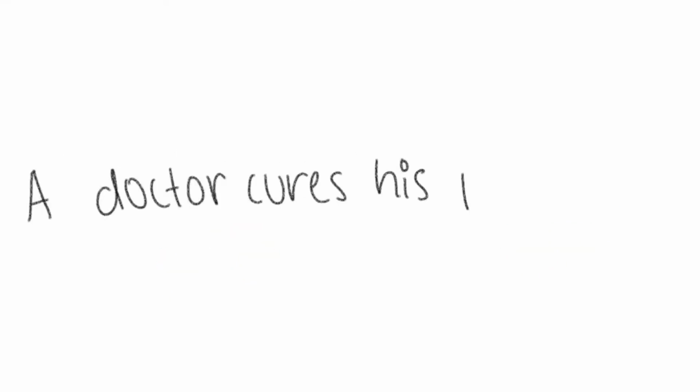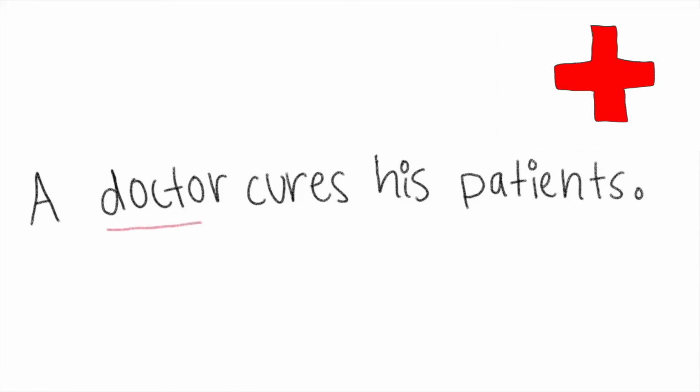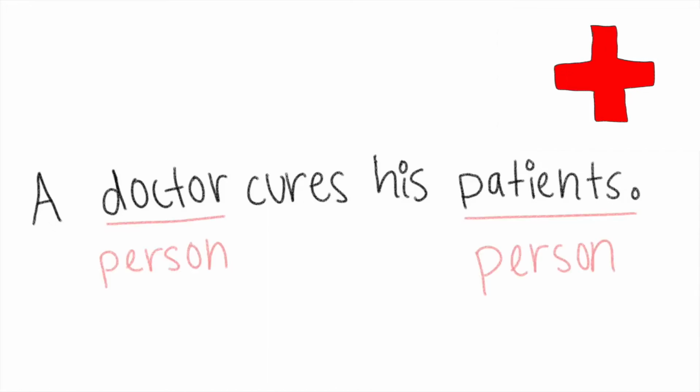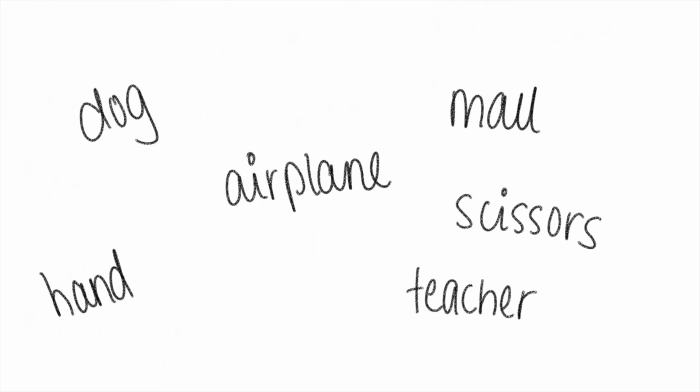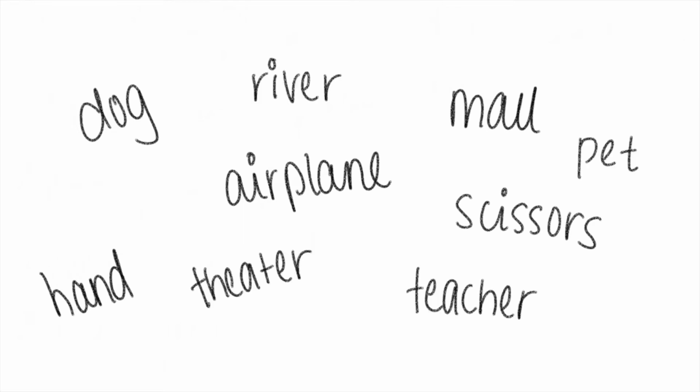Let's look at another example. A doctor cures his patients. In this sentence, doctor and patients are both people, but we don't know the doctor's name or the name of his patients. Hence, they are both common nouns. Common nouns are all around us. Dog, mall, airplane, scissors, hand, teacher, theater, river, pet are just some examples of common nouns.